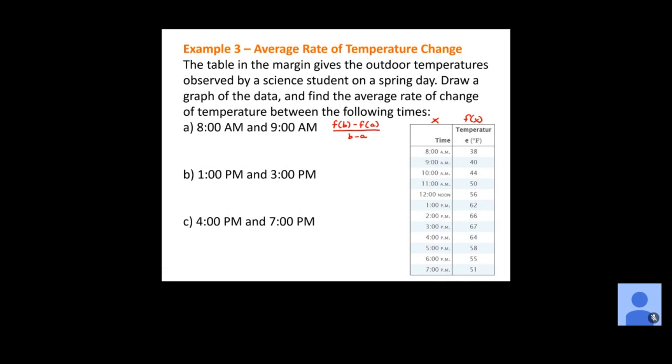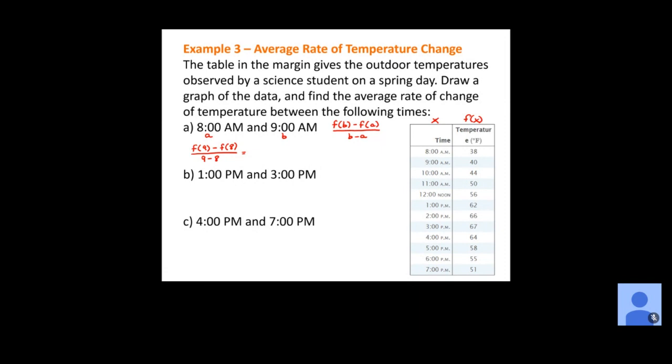So what would the a value be this time? The 8 a.m., right? So 8 o'clock is going to be the a value, which means that 9 o'clock is going to be the b value, right? So those are like the x values, those are the times, okay, so those are going to represent the a and the b. So now when I actually set this up, I'm looking for f of 9 minus f of 8 all over 9 minus 8.